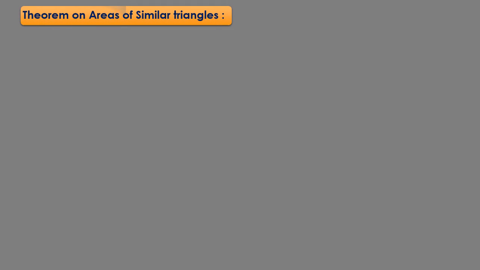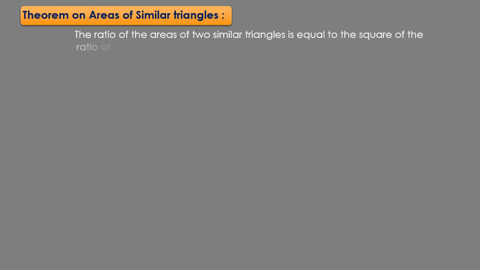In this video, we will discuss the theorem on areas of the similar triangles. First of all, let us see what is the statement of this theorem. The ratio of the areas of two similar triangles is equal to the square of the ratio of their corresponding sides.